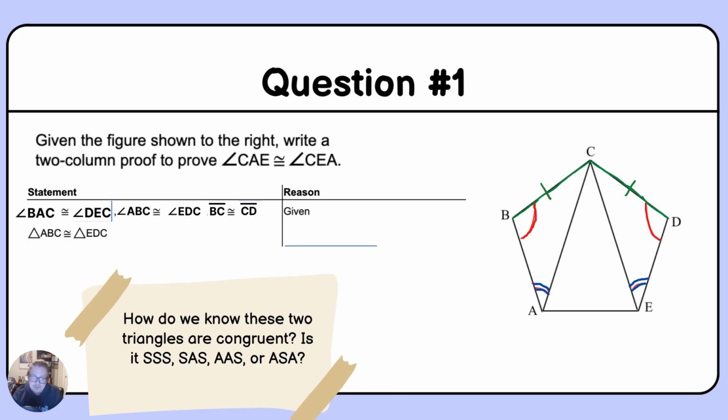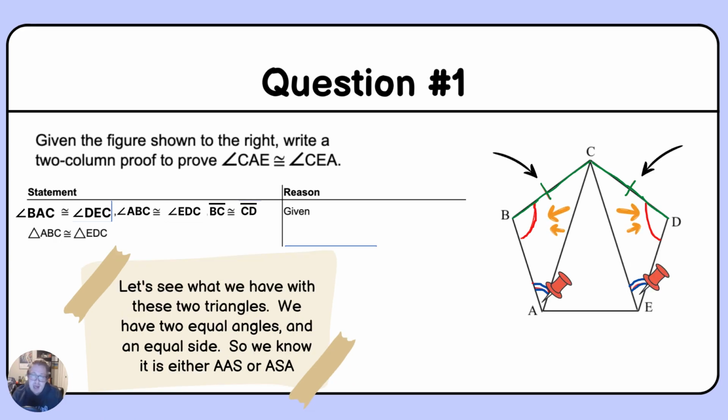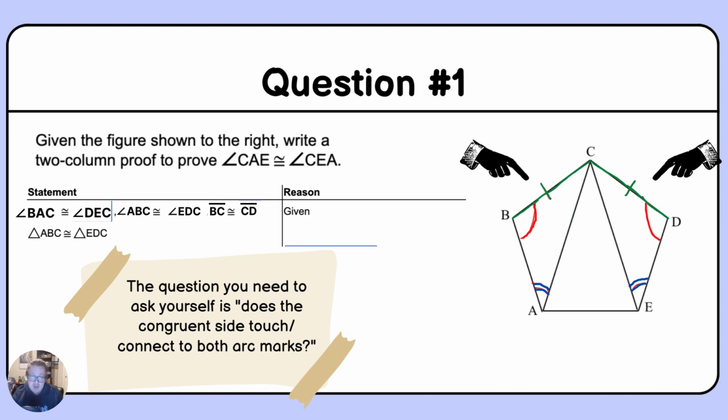Now, how do we know these two triangles are congruent? Take a look at the highlighted sides. We have one side and two congruent angles, so it's either going to be angle, angle, side or angle, side, angle. The question you have to ask yourself is, does that green highlighted side physically touch both of the angle marks? In this case, it only touches one.